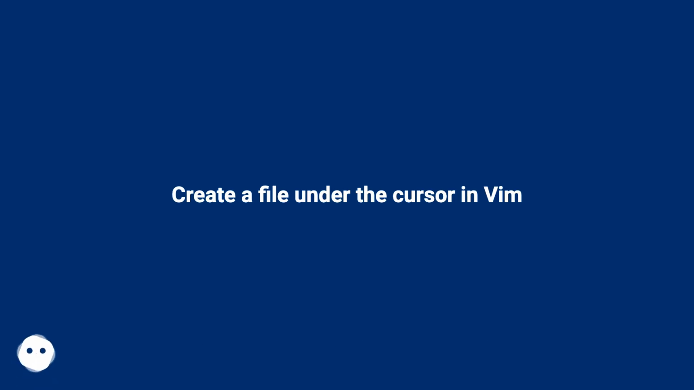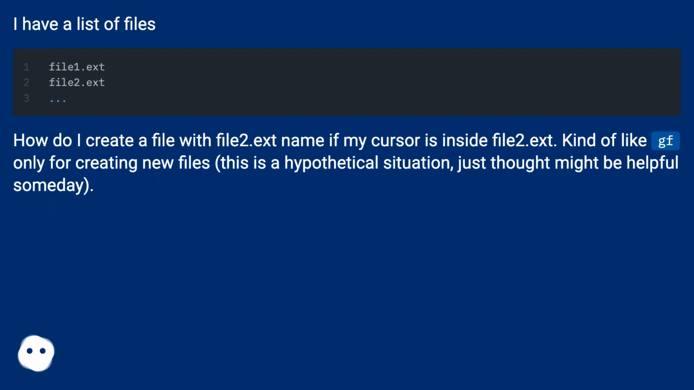Create a file under the cursor in Vim. I have a list of files. How do I create a file with the name file2.ext if my cursor is inside file2.extension, kind of like gf only for creating new files? This is a hypothetical situation, just thought it might be helpful someday.